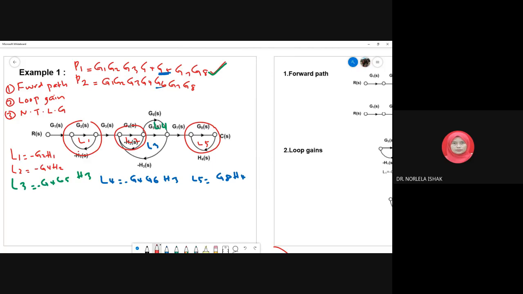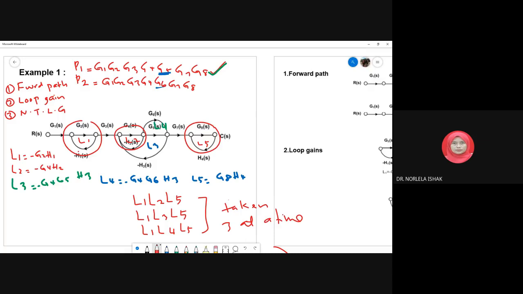So meaning 3 loops are non-touching each other, right? So meaning you list L1 multiply with L2 multiply with L5. The next one, L1 multiply with L3 multiply with L5. Lagi satu, L1, L4, L5. Okay, this is taken 3 at a time.